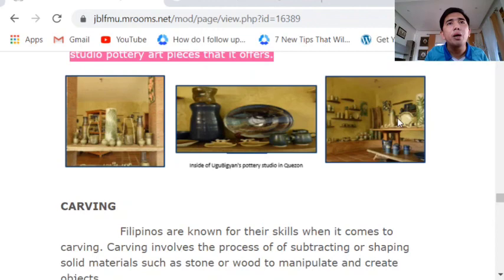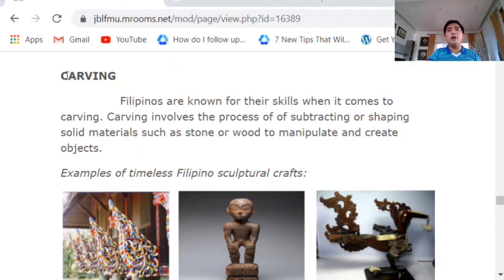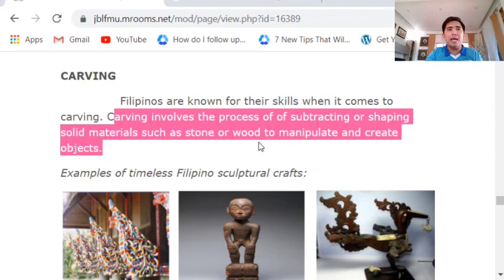Okay, so now let's move on to another type of decorative art, which is carving. Alright, so carving. Of course, this is sculpture. Alright, so next. Filipinos are known for their skills when it comes to carving. Carving involves the process of subtracting or shaping solid materials such as stone or wood to manipulate and create objects. Okay, so gina-carve mo siya kung isa ka solid object, ginaibanan mo sang something, sang iya quantity, okay, para ma-shape siya sa isa ka form.